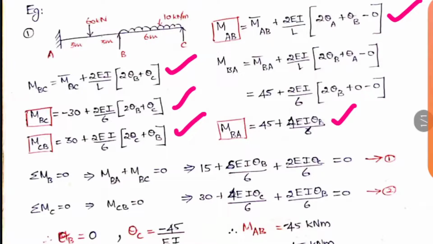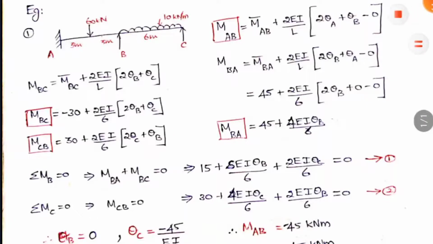So now the next thing you have to do is make the equations. How to make the equations: you can apply moment at any point equal to 0. Normally we apply the equilibrium conditions, so that is what we are doing here. You can apply moment at B equal to 0. So sigma MB equal to 0 means MBA plus MBC is equal to 0. We have already found BA and BC, so you can sum up these two formulas.